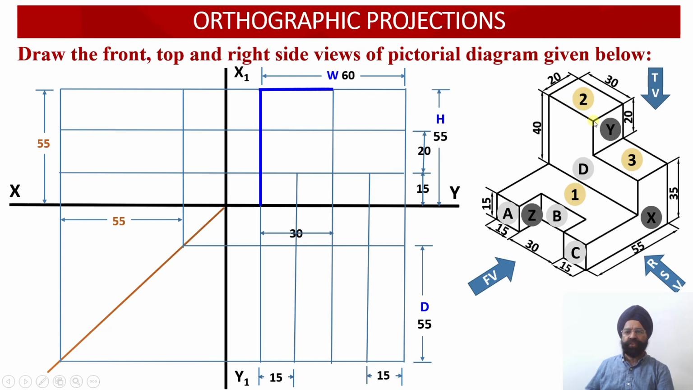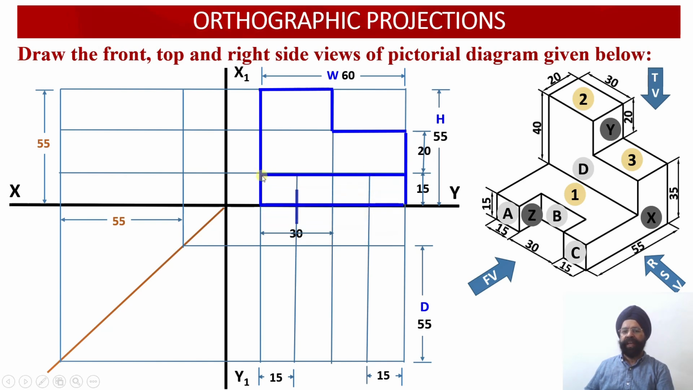Once you reach this corner, you have to move down by 20 millimeter. That is, you have to descend by 20 millimeter over here. So you move down by 20 and again you move towards the right. This is my surface C. So from this point, I have to move down to this point, and then you move down by 35 millimeter. So this is my total dimension, the vertical edge, 35 millimeter. Then I'll be darkening this edge and this edge over here.